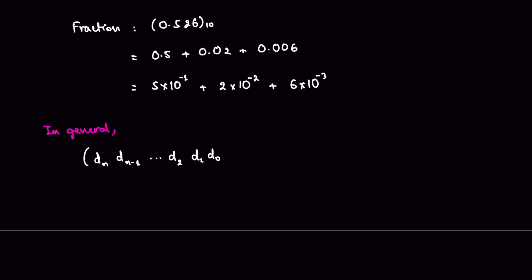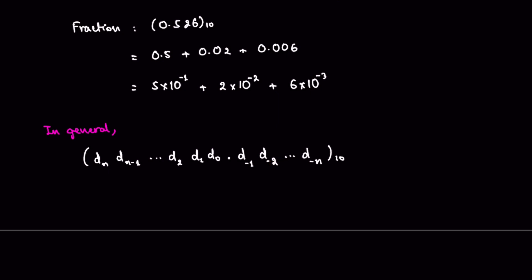Now you're going to incorporate fractions as well in the representation. So you have the dot here, and after the dot, you're going to have the digits written as d negative 1, d negative 2, and so on, down to d negative n. And this is in base 10. So these digits are going to be tenths, hundredths, thousandths, ten-thousandths, and so on and so forth.